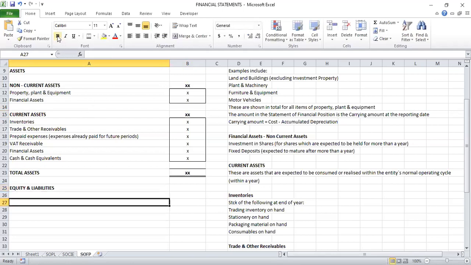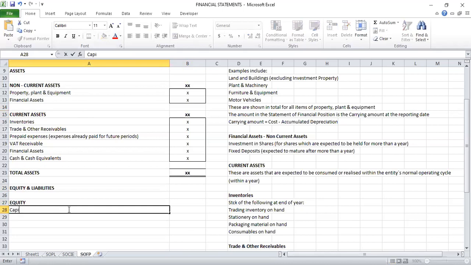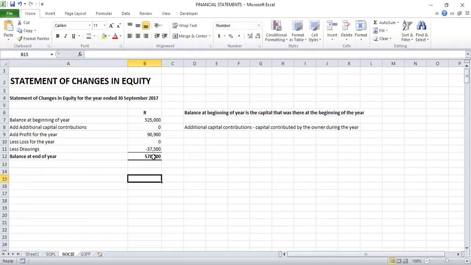We start with our equity. Our equity would be the capital at the end of the year, as per statement of changes in equity. So if you are doing this figure here, like when we did the statement of changes in equity the last time, this figure here is the one that will be in the statement of financial position, this 37578,400.